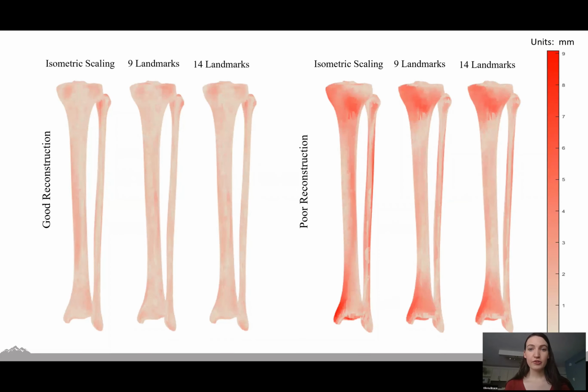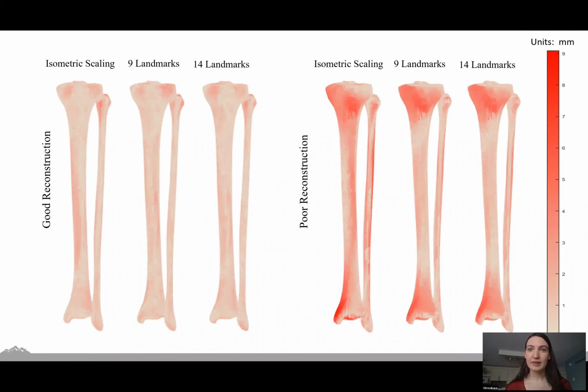So these figures are showing heat maps that I've created to help me visualize some of the errors across reconstructed shapes. So the 3 on the left are different reconstructions of the same participant, and same for the right, but for a different participant. So you can see on the left that if the participant's bone shape was already very similar to the average, there wasn't much difference between reconstruction methods. But when the participant's shape was different from the average, SSM landmark reconstruction worked better than isometric scaling.